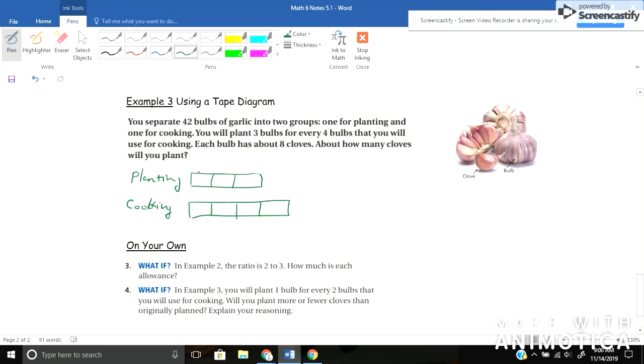Okay, so first we'll find out what information goes in each one of these tapes. So remember, take your total. So we have 42 total bulbs.